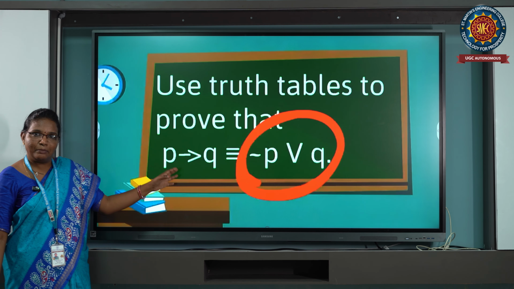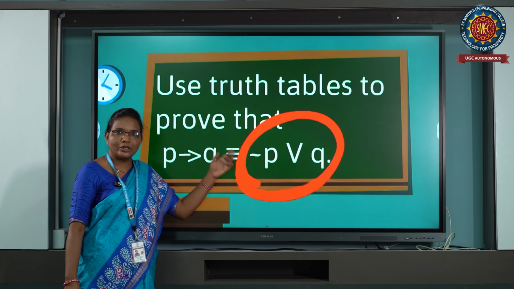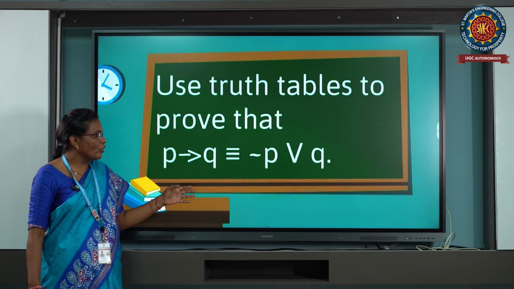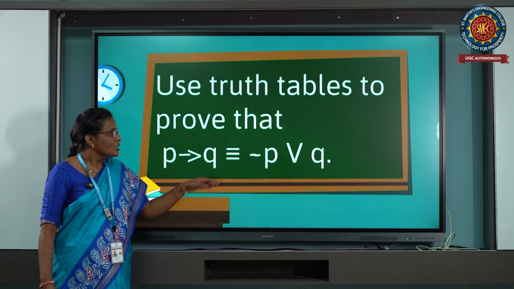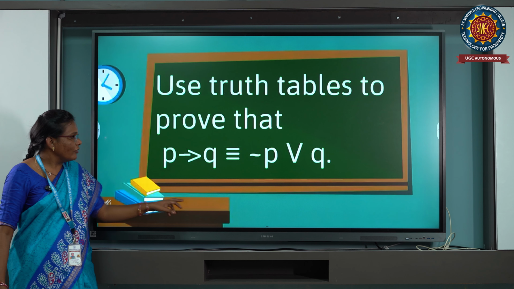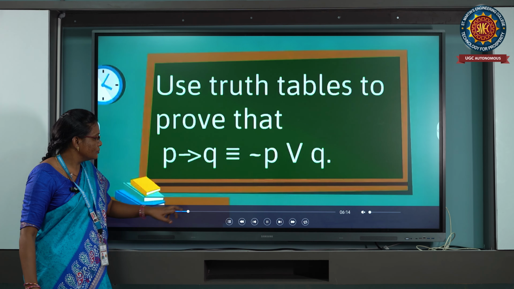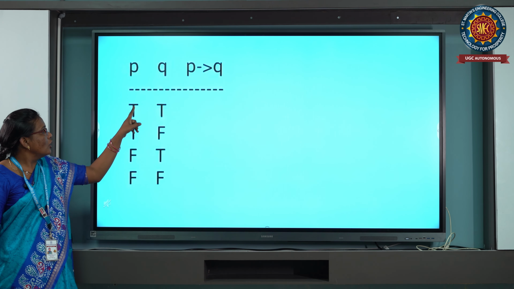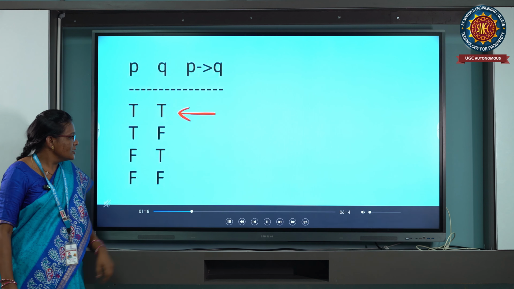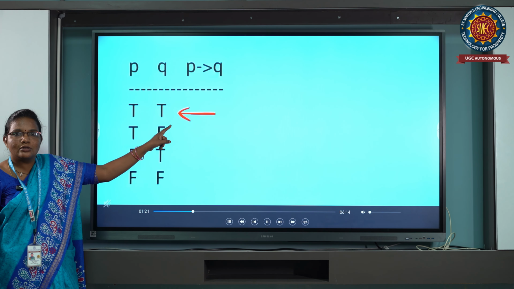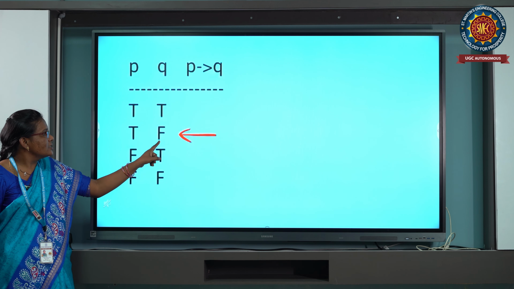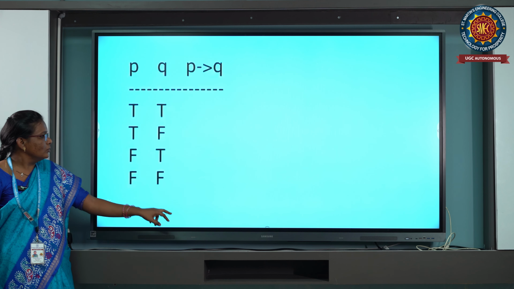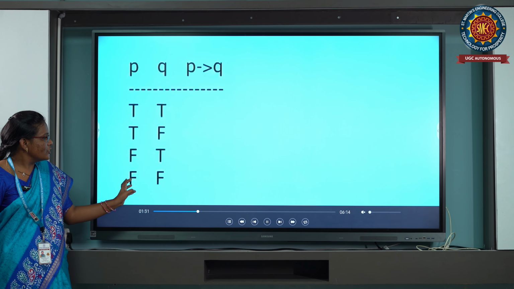First we need to find the P implication Q. Next we need to find out the negation P or Q. And next see this, how they are going to do that. With the truth tables only we need to perform this one. So see, they have taken P, Q. First we are finding the P implication Q. The rows are true true, true false, false true, and false false.